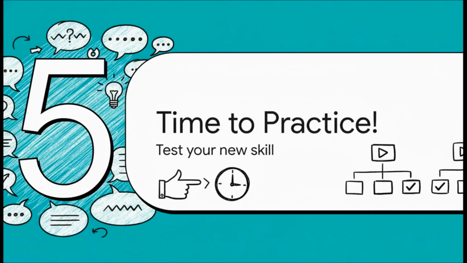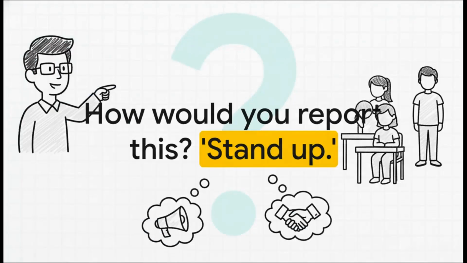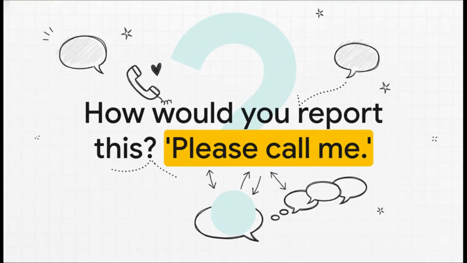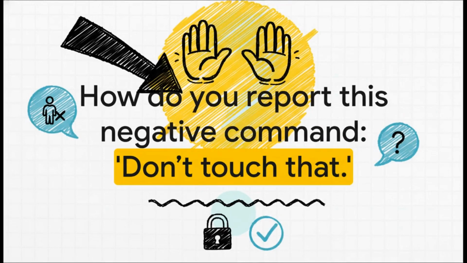Okay, you've got the theory down. Now it's time to actually put this into action. Let's do a quick practice round to put your new skills to the test. You ready? First up, the teacher said, stand up. How would you report that one? Think about the verb. Is this a strong command or a polite request? Okay, what about this one? She said, please call me. Did you catch that little magic word in there? What reporting verb does please make you think of? Now for a negative command. He said, don't touch that. Remember that one extra word you have to add and think about where it goes in the sentence.